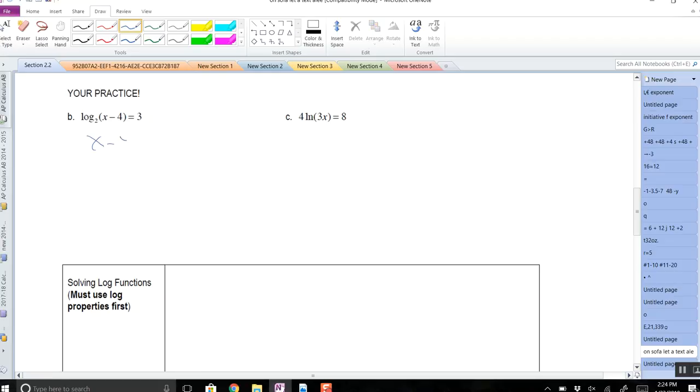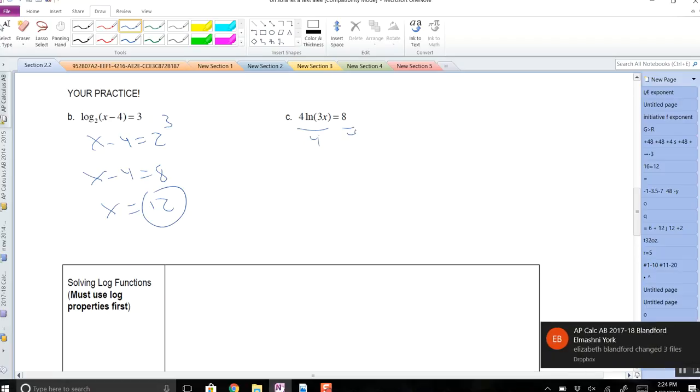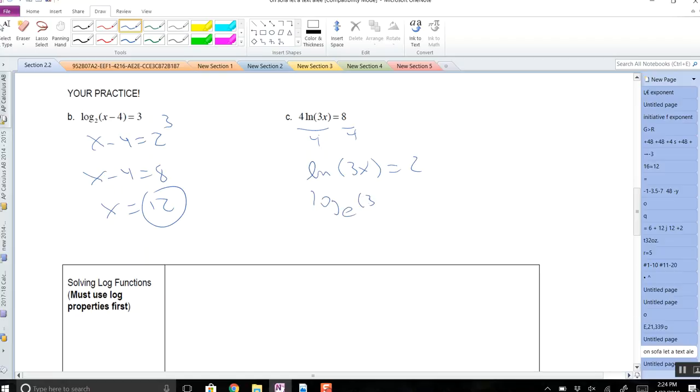Okay, I'm going to work them out. Hopefully you paused the video. You just get 12. But here I can divide by 4. Log base e of 3x equals 2. 3x equals e squared. x is e squared over 3. So that works out very nicely for us.